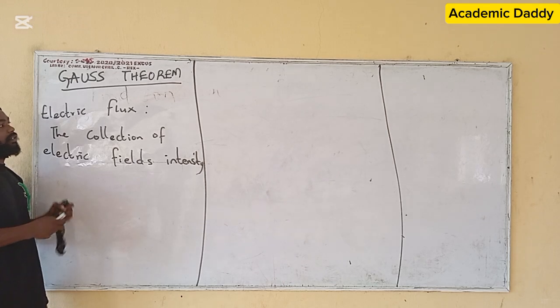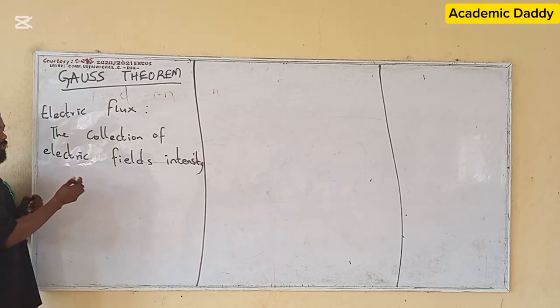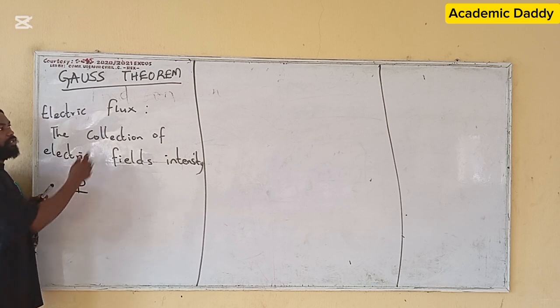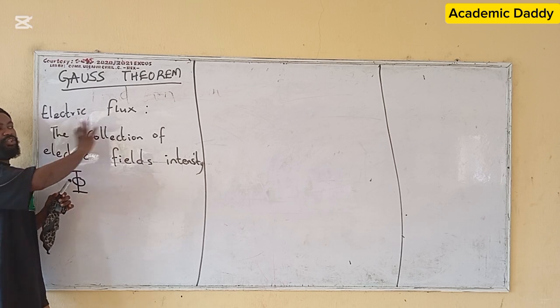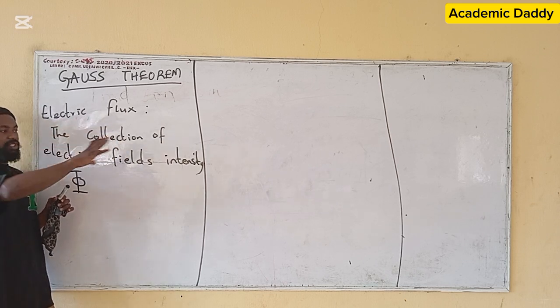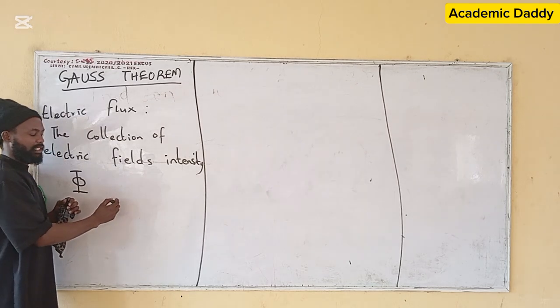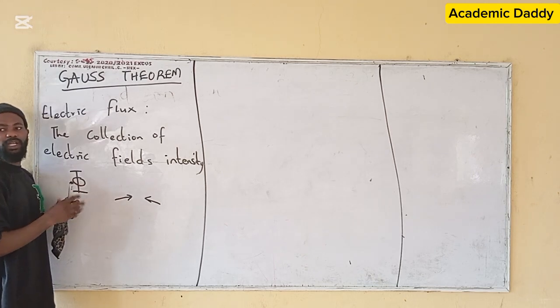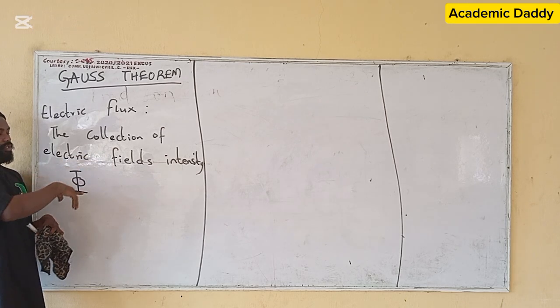when we have this electric flux, notice the representation of electric flux is this way. So electric flux is the collection of electric field intensity. When you have so many electric fields, it's electric flux. That is why we have the first rule that electric field lines do not cross. The minute they cross, it means there's more than one electric field.